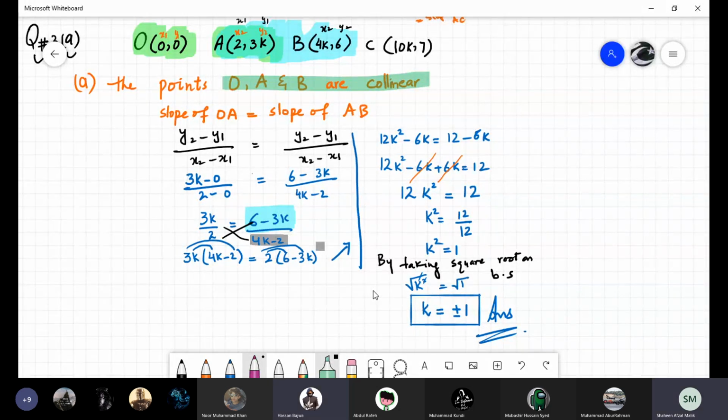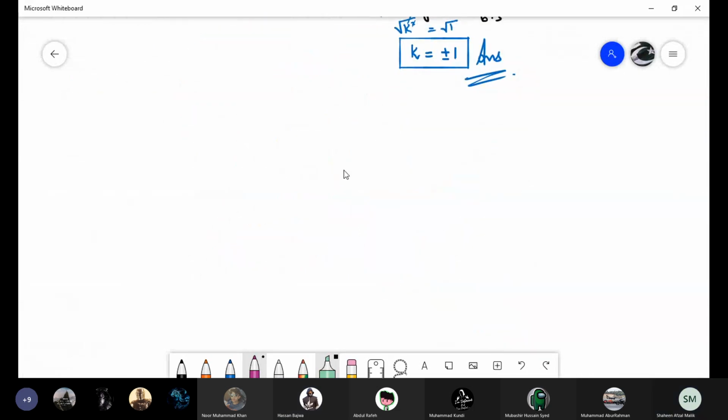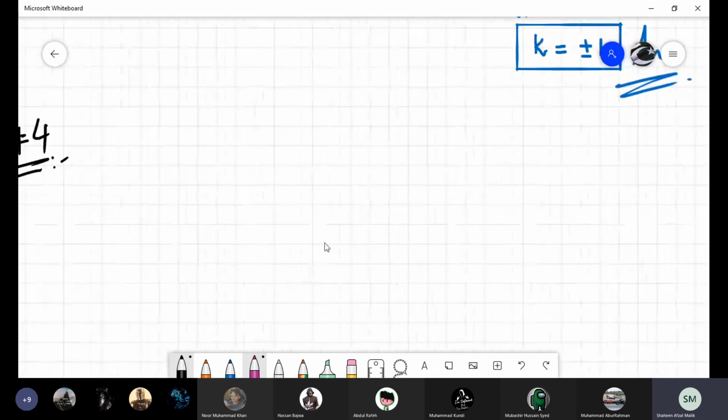Okay, so move to question 4. Do you have your books with you? Yes, ma'am. Okay, so Hassan, read question 4. The coordinates of 3 points are given. Before there were 4 points, and now there are 3 points' coordinates given.